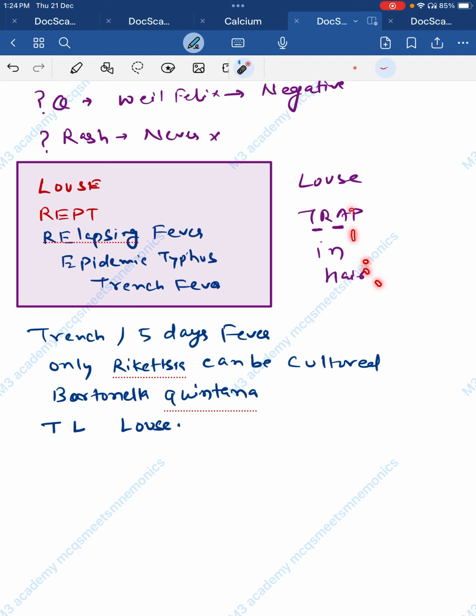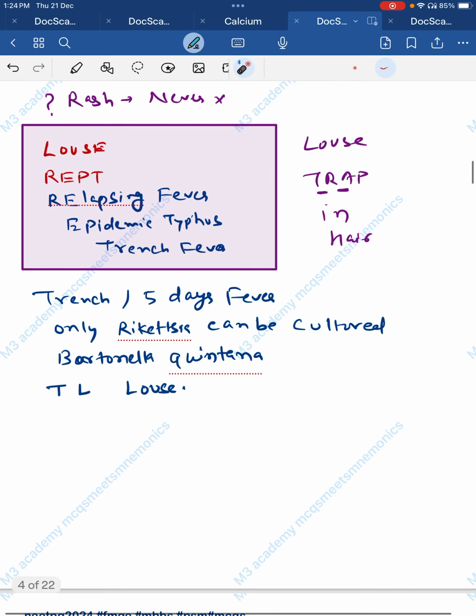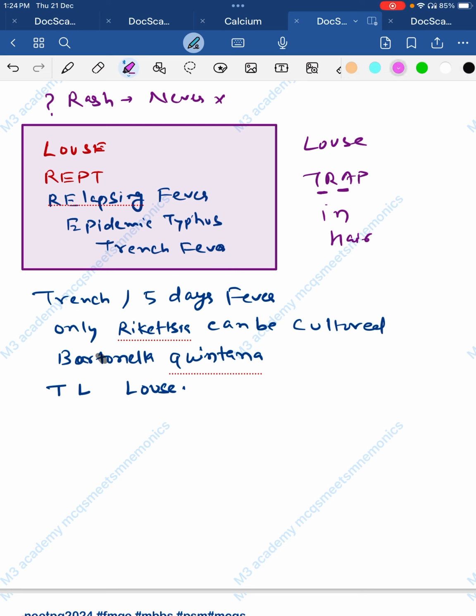Now, louse trapped in the hair. What is the disease caused by the louse? Louse trapped in the hair. TR means trench fever, RA means relapsing fever, or epidemic typhus, which are spread by the louse. Now some points about trench fever. It is also known as 5-day fever, and it is the only rickettsial disease that can be cultivated, and Bartonella quintana can be transmitted. So Bartonella quintana, how do you remember? Bartonella is T, quintana is T, trench is T, so all are spread by the TTT.